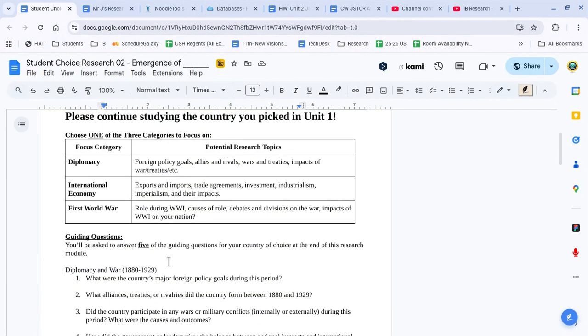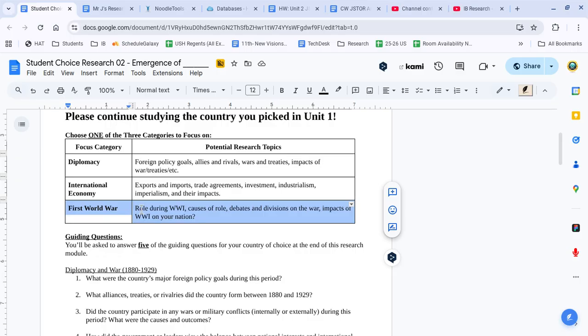So number 1, diplomacy is really foreign relations, international relations between a country. These can be positive relations, negative relations. These can be military relations and economic relations as well. It's important that you have diplomacy separate from World War I, because the World War I topic could really be and really should be its own focus.